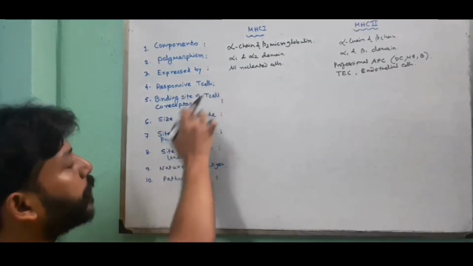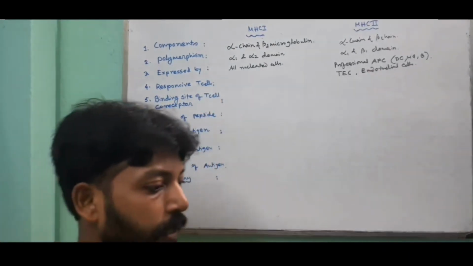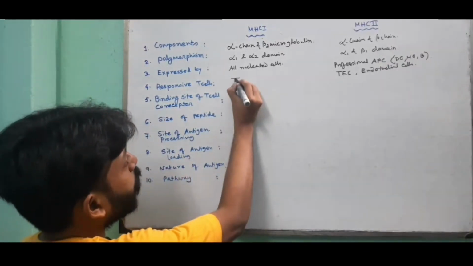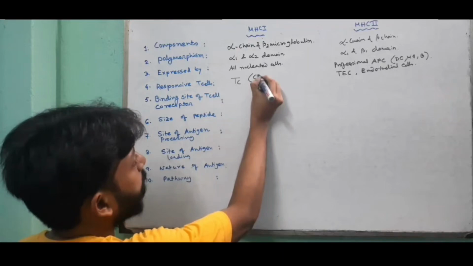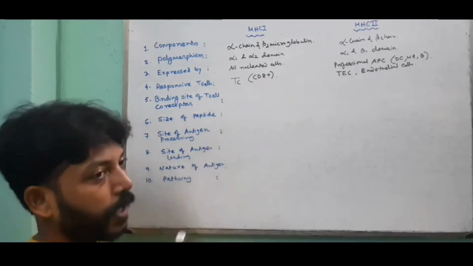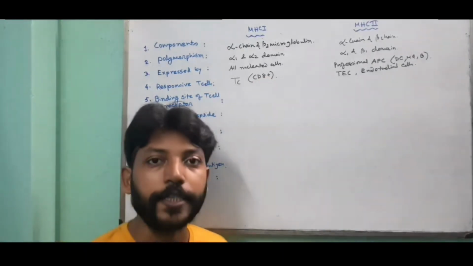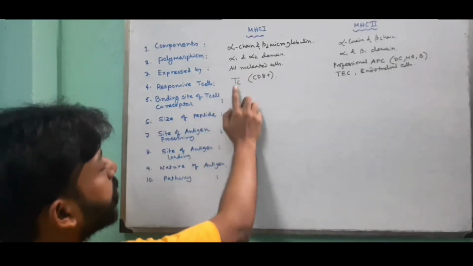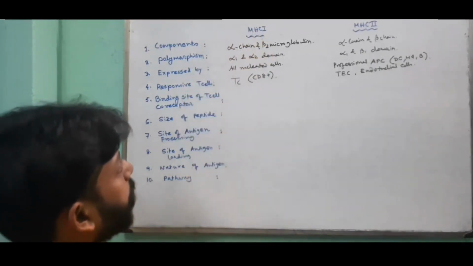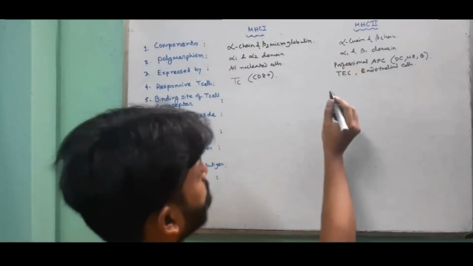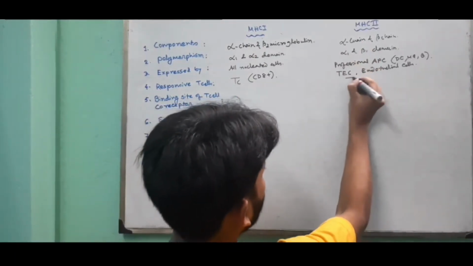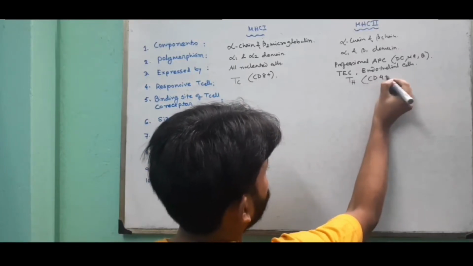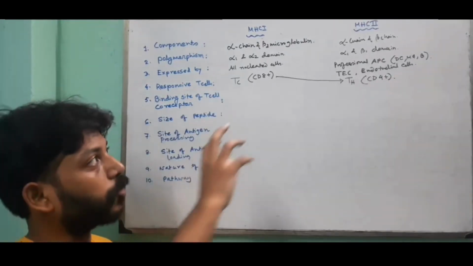Now the responsive T cells. Which T cell can bind with the MHC 1 molecule? It is called cytotoxic T cells, also known as CD8 positive cells, because cytotoxic T cell express a co-receptor called CD8. So responsive T cells is TC cells. TC cells or cytotoxic T cells can bind MHC 1 molecule. But in case of class 2 MHC molecule, T helper cell, also called CD4 positive cell, actually can bind with the class 2 MHC molecule.